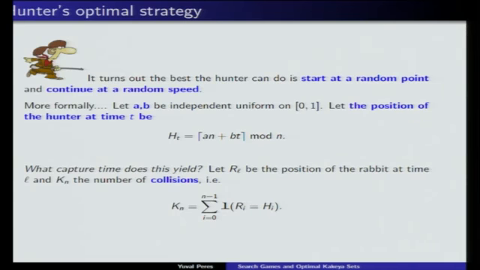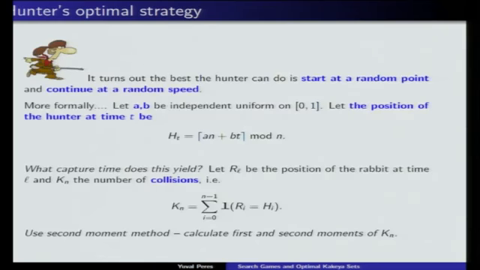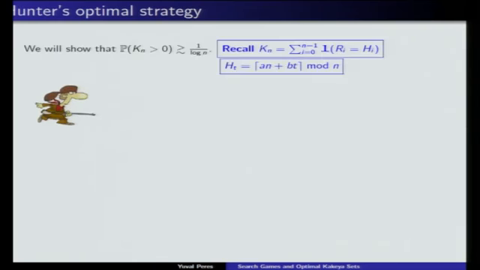So let Kn be the number of collisions until time n. So even though the game stops when they meet, let's just artificially continue it for a full round of n steps and count the number of collisions. So the rabbit is now allowed to do an arbitrary strategy. And Kn counts the total number of collisions in n steps with this straight line Hunter strategy. Okay, and so we're going to calculate first and second moment and show that the probability of Kn positive is at least 1 over log n.